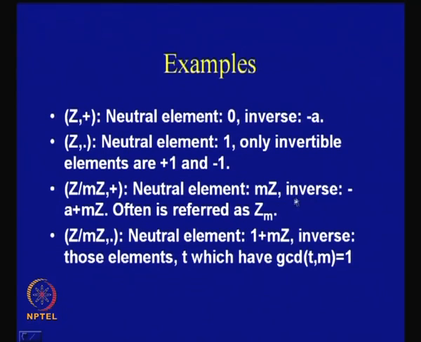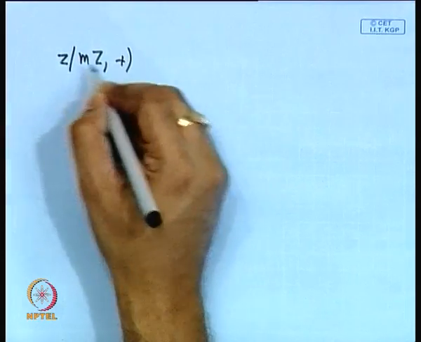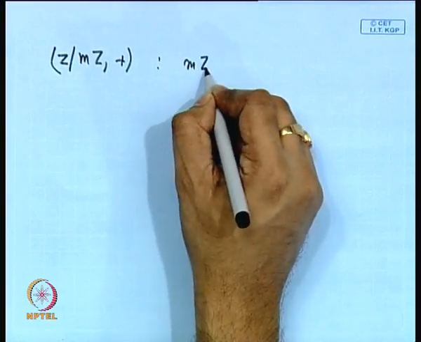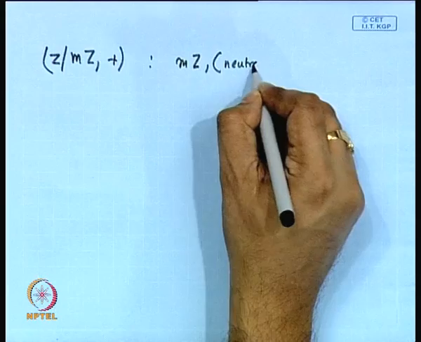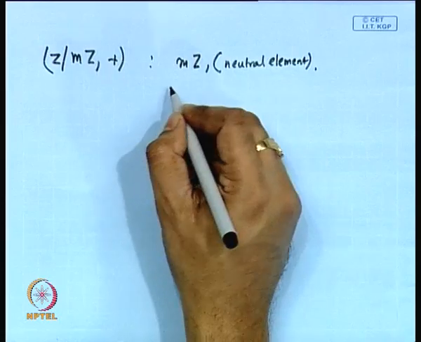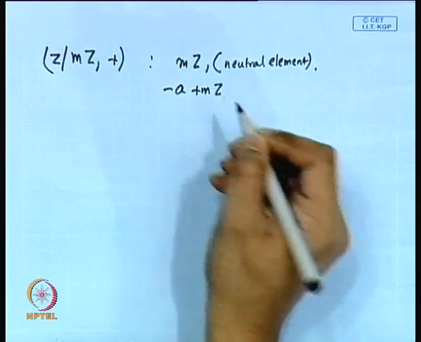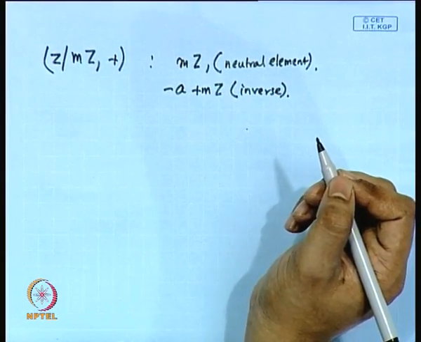Okay, and the inverse is minus A, so this should actually be minus A plus mZ. Which means that if I just consider this particular set, Z/mZ, which is a semigroup, and the operation is defined as plus, then the neutral element is mZ, and the inverse is minus A plus mZ. Okay, so that is the inverse, and you can verify this, it's quite simple.